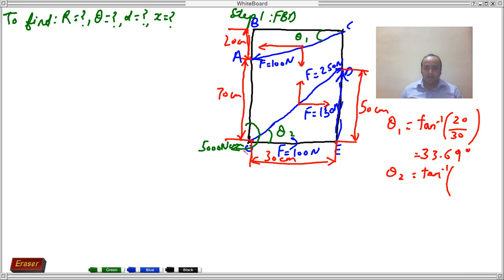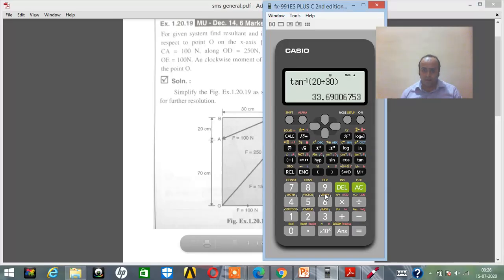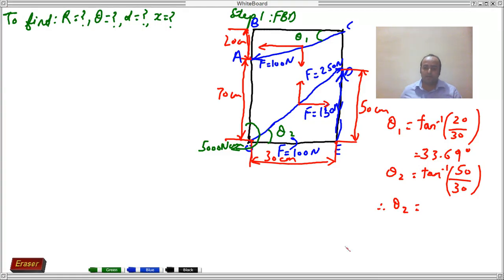Similarly, theta 2 is equal to tan inverse of, in this right angle triangle we are going to consider now, opposite, that is 50, divided by adjacent, that is 30. So therefore theta 2 is equal to, again shift tan inverse of 50 divided by 30. It's like this, 59.036 degrees.